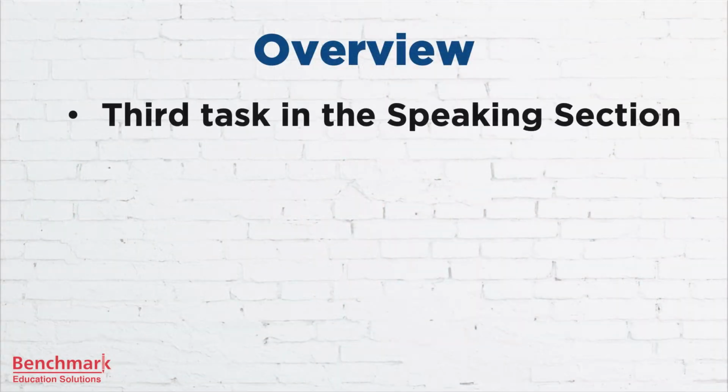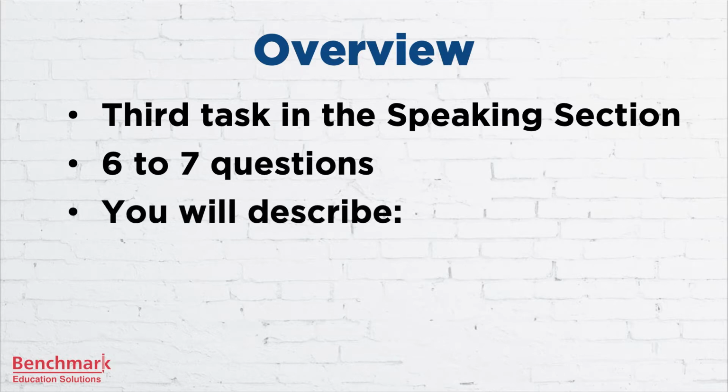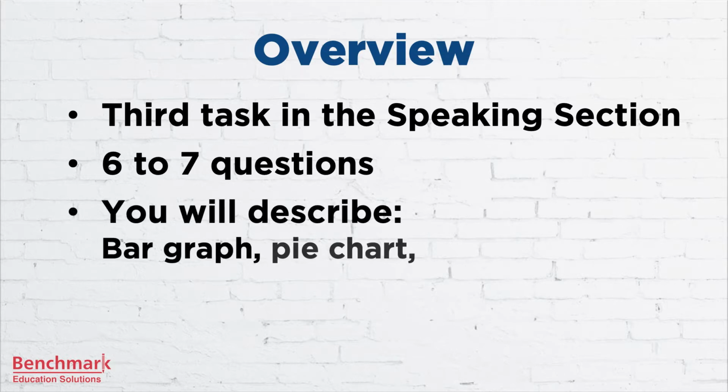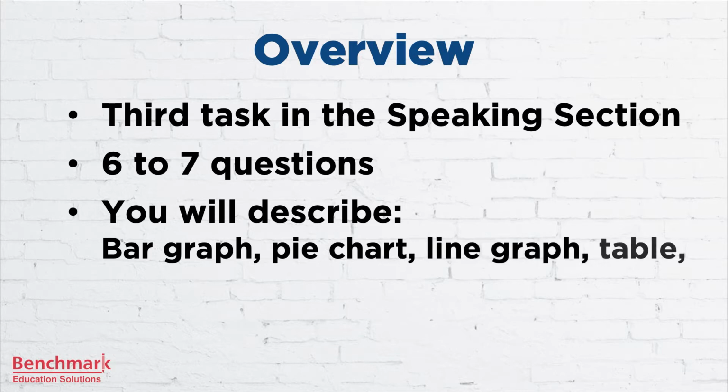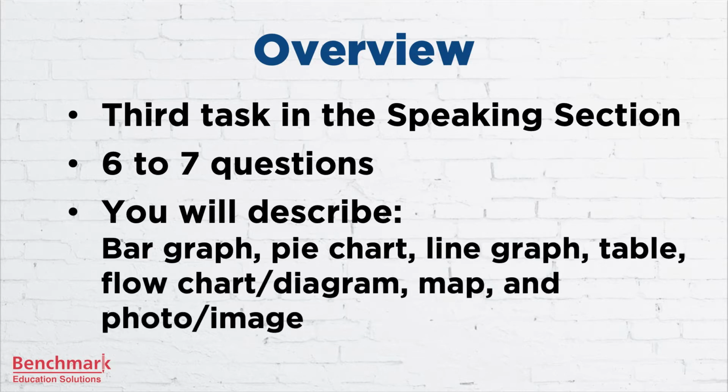This is the third task in the speaking section, and you'll see either 6 or 7 of these questions on test day. You'll be asked to describe any of the following: a bar graph, a pie chart, a line graph, a table, a flowchart or diagram, a map, or a photo or image. Sometimes you may see 2 of these together in one question. Most of the time when this happens, it will be a bar graph and a line graph together in the same image.